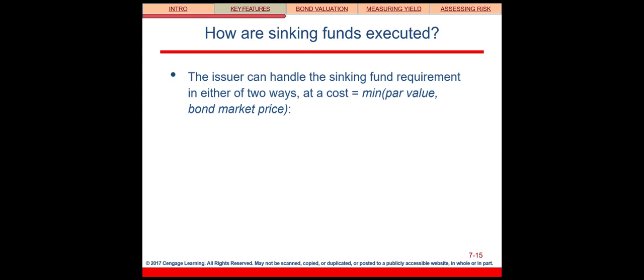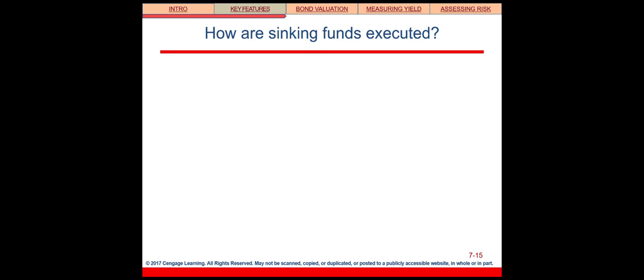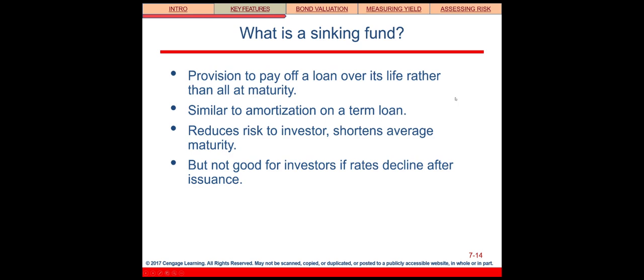For a sinking fund, you just need to know that the lender forces the issuer to pay back the bond gradually over time, not all paid at once at maturity, because they are worried that the issuer may not have enough money at that time. So the issuer has to pay back the bond gradually over its life, rather than all at maturity.